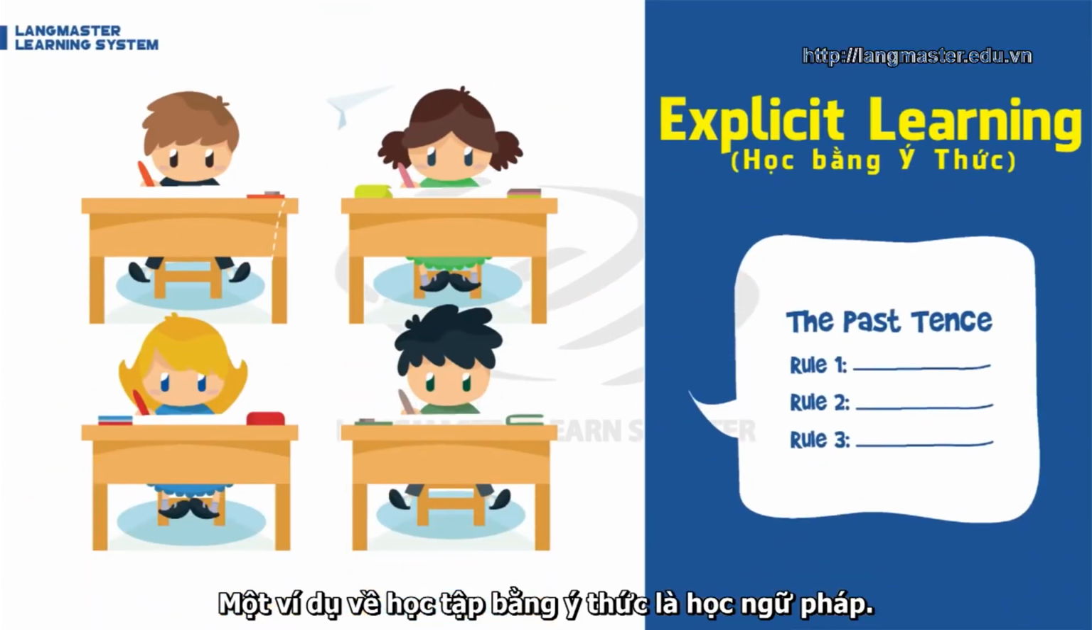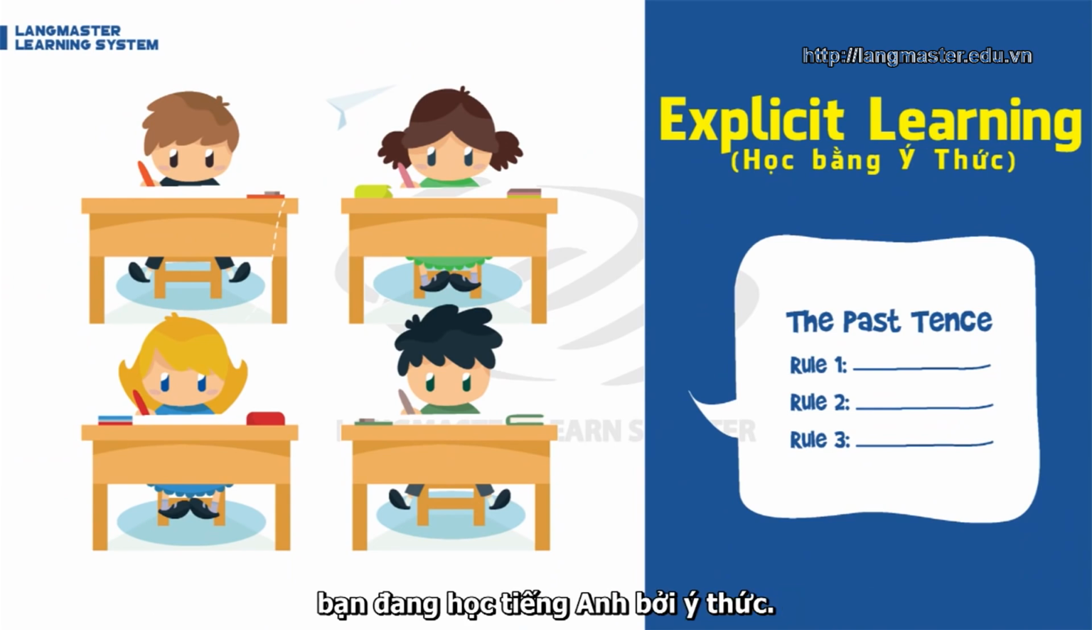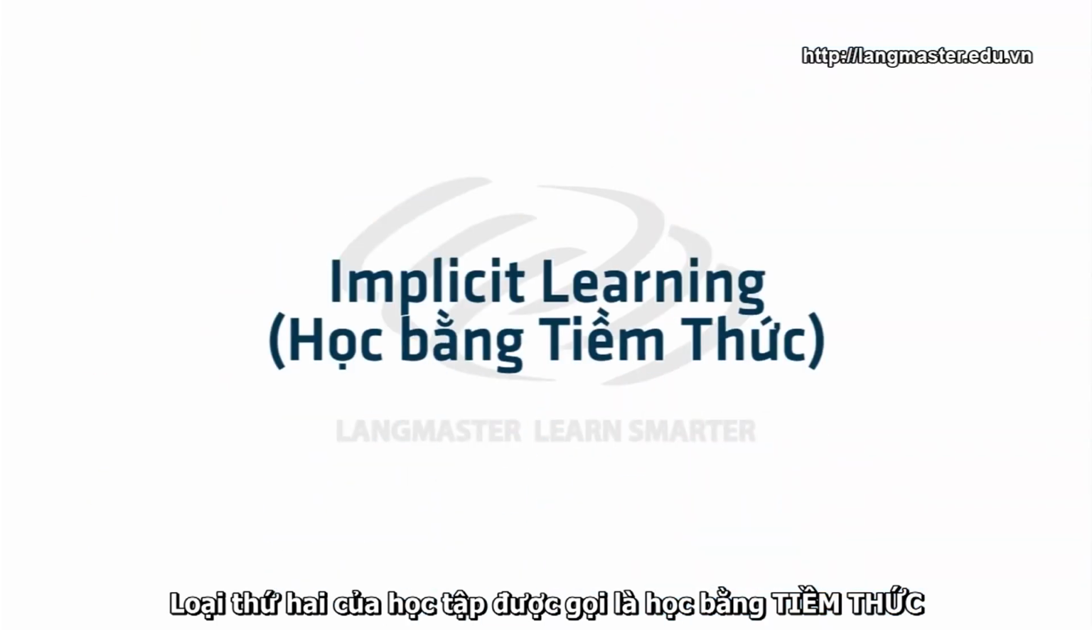One example of explicit learning is studying grammar. When you listen to an English teacher explaining the past tense, you're learning English explicitly by consciously memorizing how to use the past tense. The second type of learning is called implicit learning or unconscious learning.